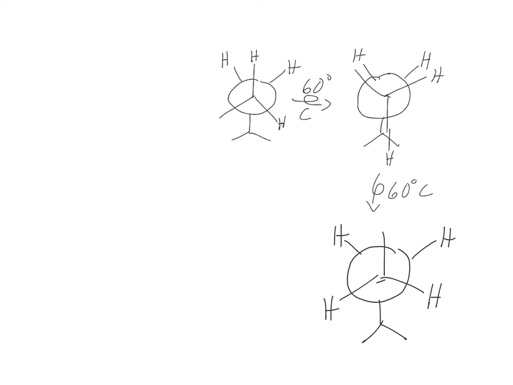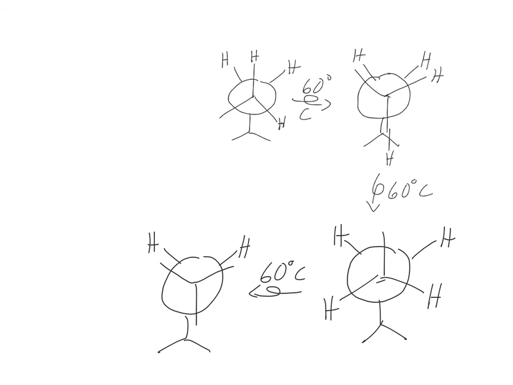Alright, continuing on. 60 degrees clockwise, again moving that front carbon. The back didn't change, leave it the same. Again, we went from staggered, now we're going to have what? Eclipsed. There should be an H here and an H here.